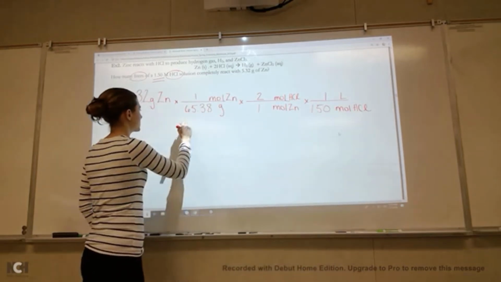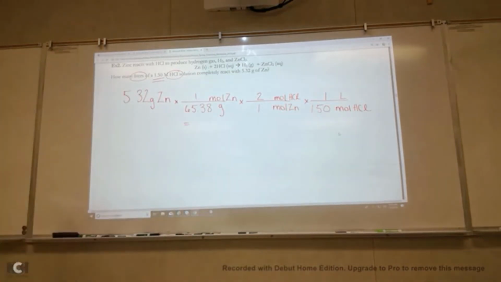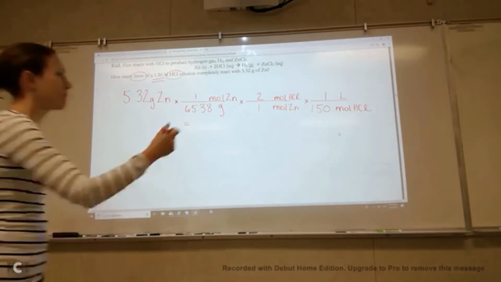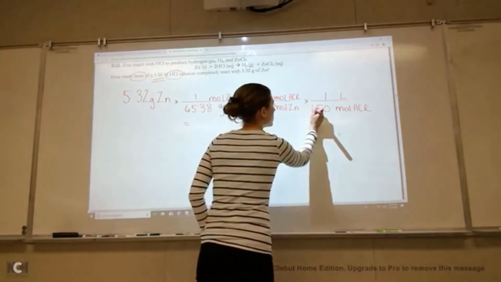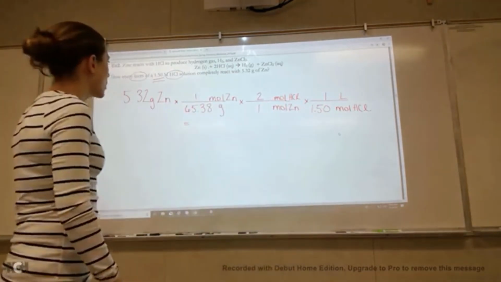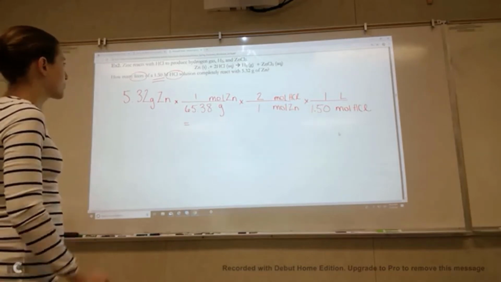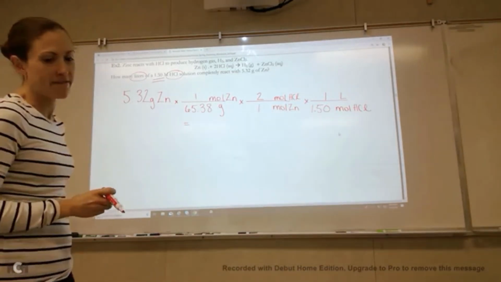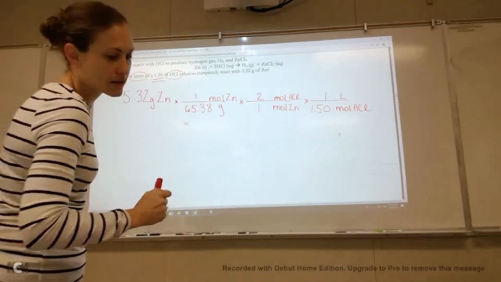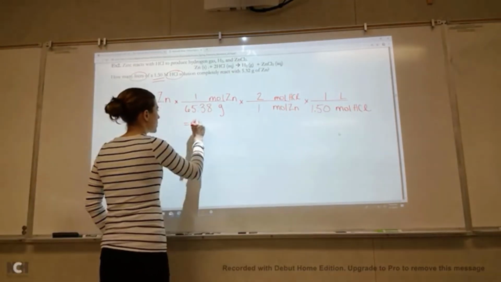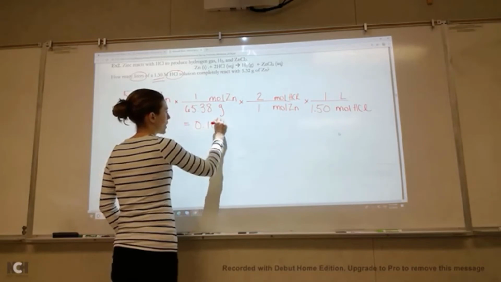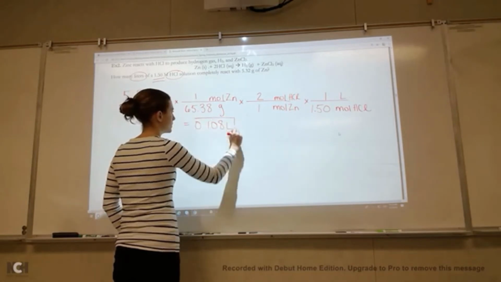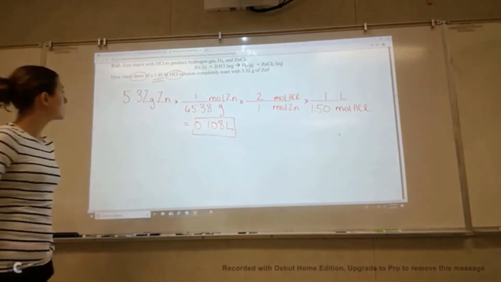Okay, so then all you've got to do is take 5.32 grams, divide by 65.38, multiply by 2, and divide by 1.50. Okay. Look at all of your values that you started with. I have 3 sig figs in 1.50 and 3 sig figs in 5.32, so my final answer should have 3 sig figs. So the answer that I got was 0.108 liters. And that was my final answer.